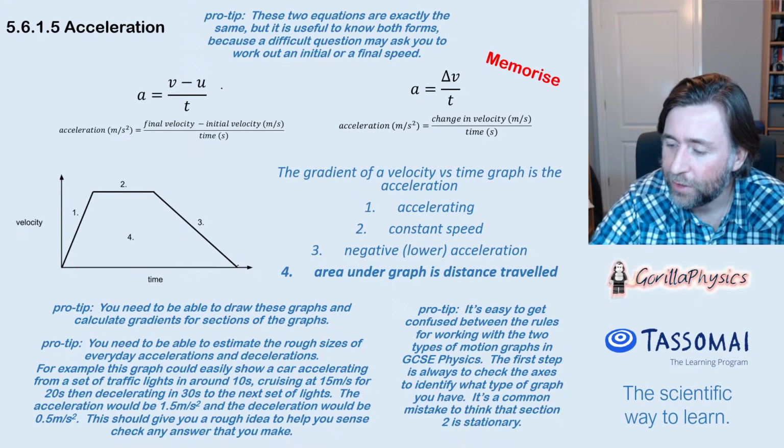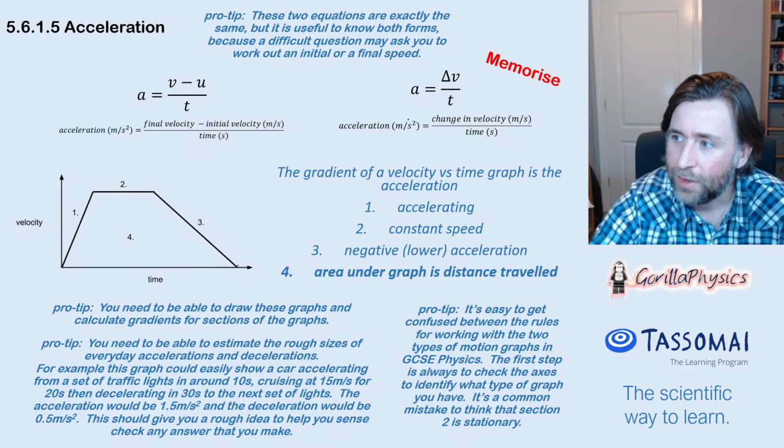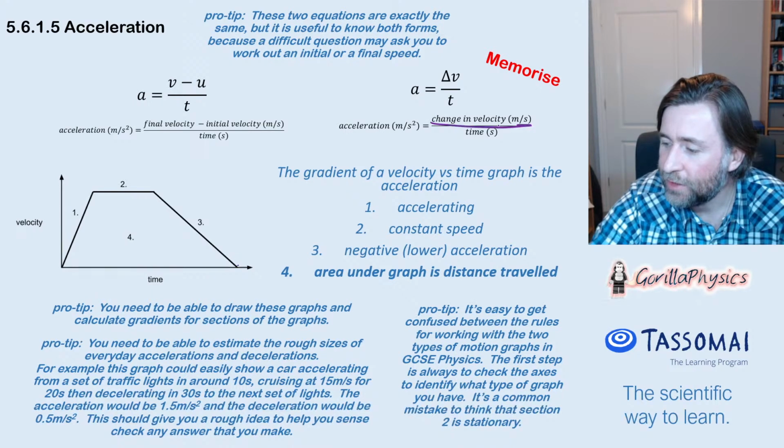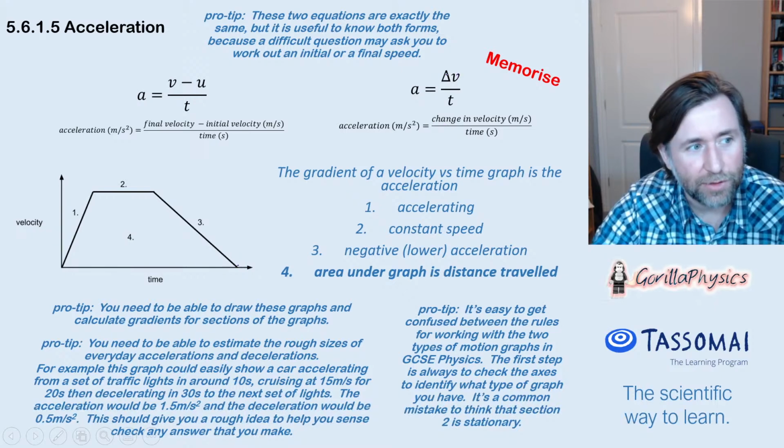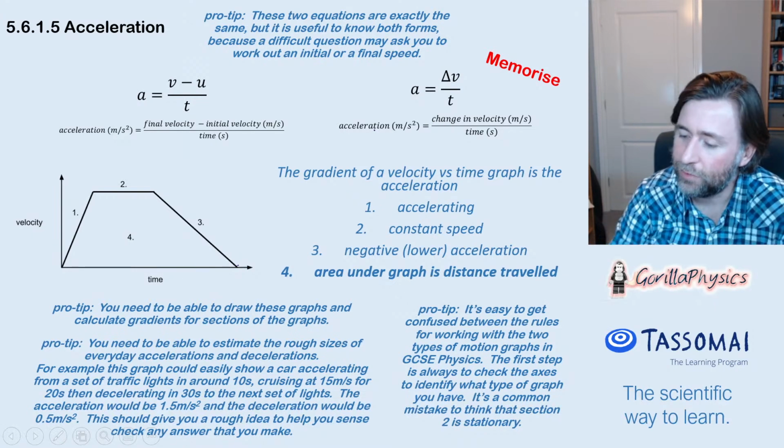Okay, so there are 2 ways to put this same equation. Acceleration is final velocity take away initial velocity over time, or, and it is the same thing, acceleration is the change in velocity over time. And we use the little triangle delta to mean change in whenever we've got that. So acceleration is change in velocity over time.